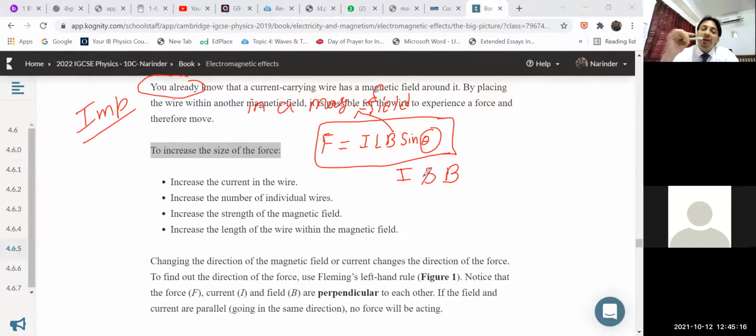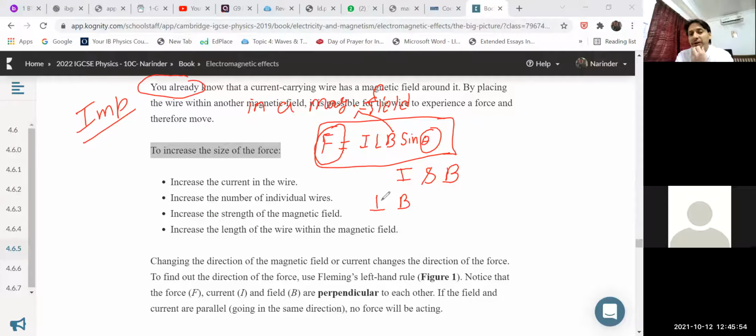And one thing, children, please remember: to observe the force on a current carrying conductor, the conductor should be placed, please listen carefully, children, perpendicular to the magnetic field. Why am I telling you this? If you place the conductor perpendicular to the magnetic field, the angle between current and the magnetic field is 90 degrees. And if angle theta is 90 degrees, then what is sine 90?